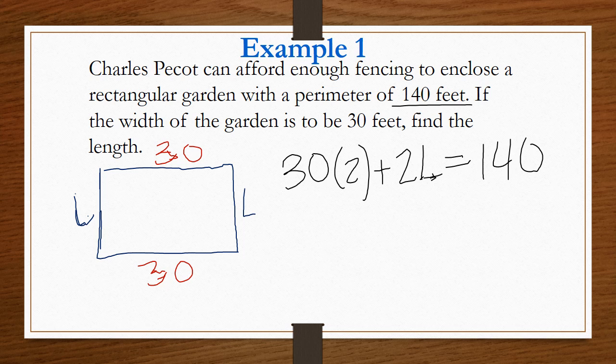So 30 times 2 is? How'd you get 140? It says it in the problem. Perimeter. Okay, all right. So I have 60 plus 2L equals 140.